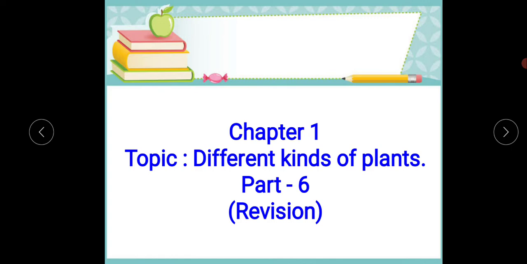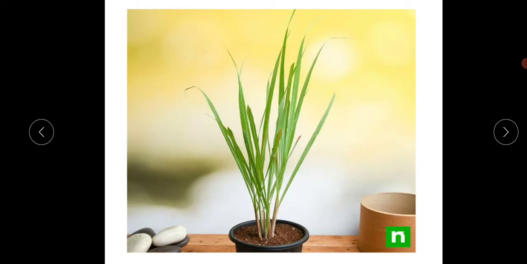Yes, children, let's see here. Look here, there is an example for herbs. Herbs are very small, weak, soft plants. They are very soft. If we break them with our hands, they break. If we pluck the plant with our hands, it gets cut and comes into our hand itself. Yes, children, those are herbs.